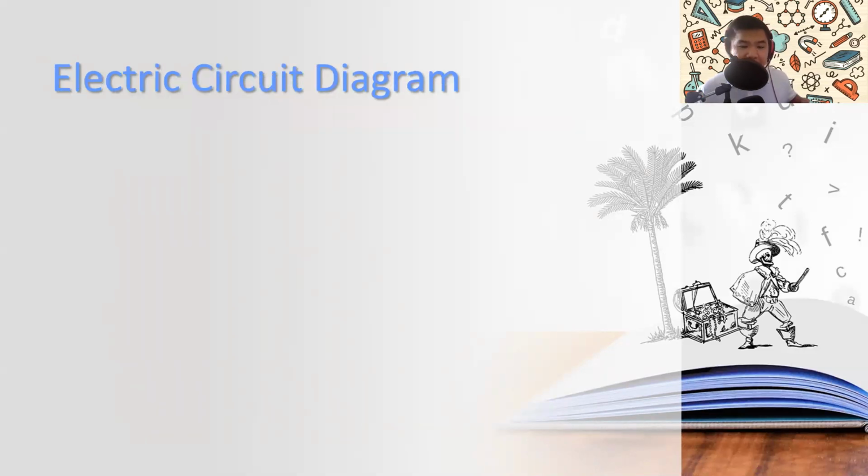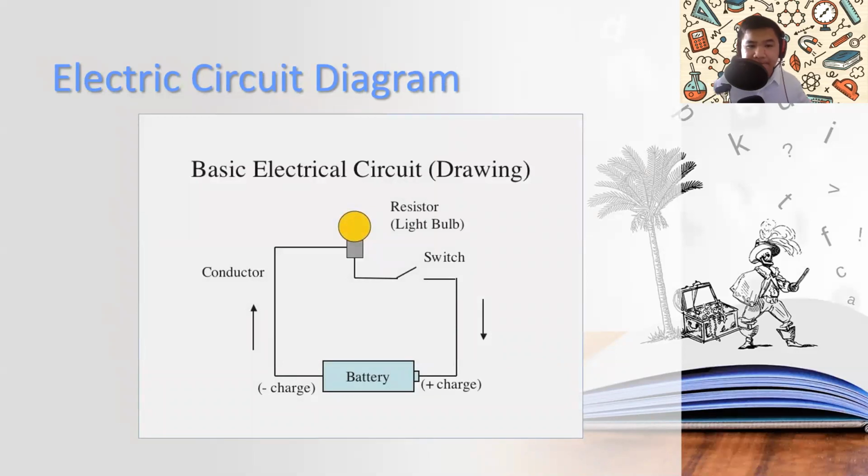Now, I'm going to show you a diagram of an electric circuit. This is it. This is a basic electrical circuit drawing. As you can see, the lines are called the wires. The bulb is this thing. Let me just use my pen. These parts are the wires. This is the light bulb. This is the switch. And this is the battery.